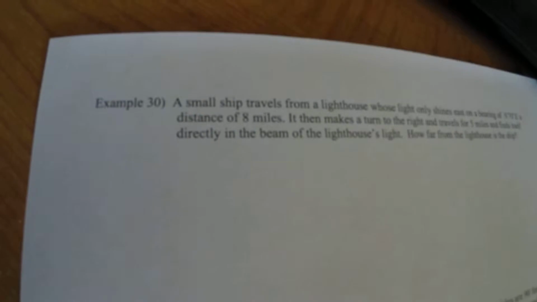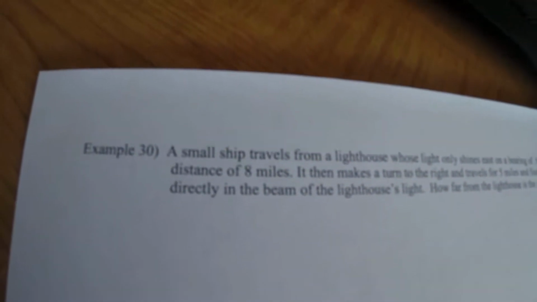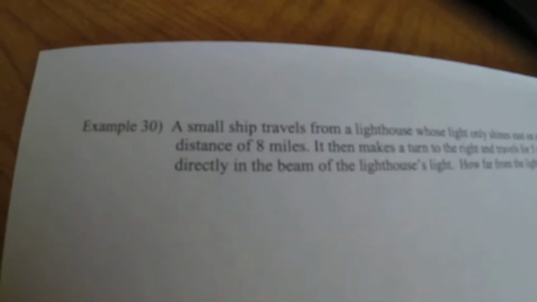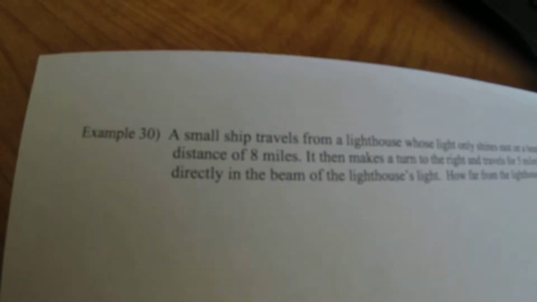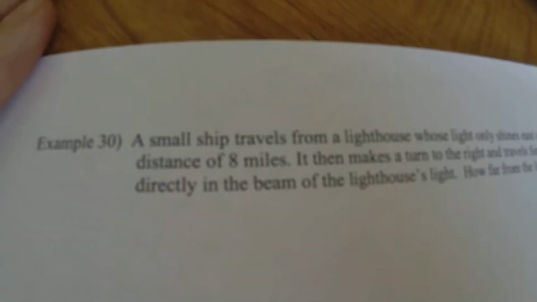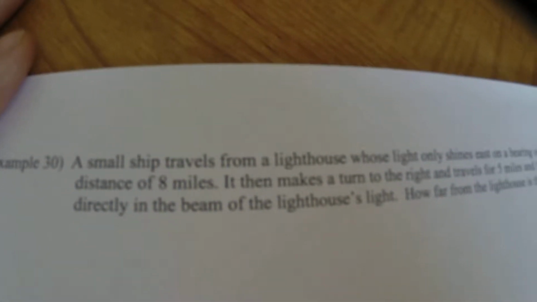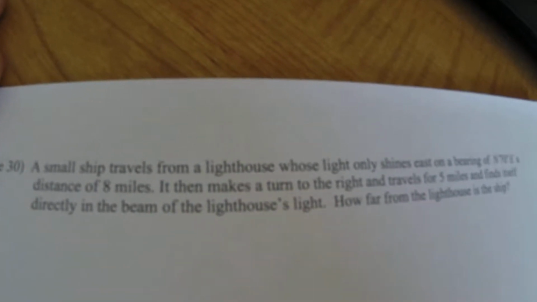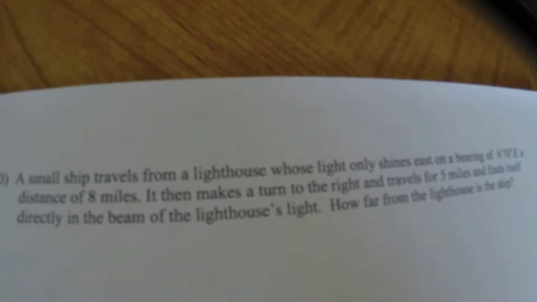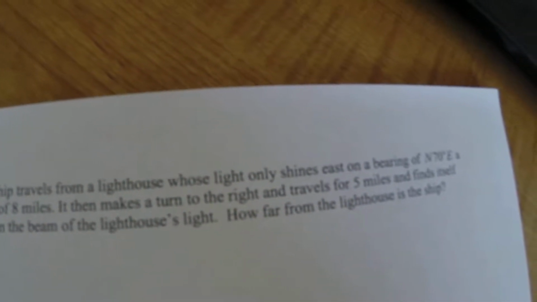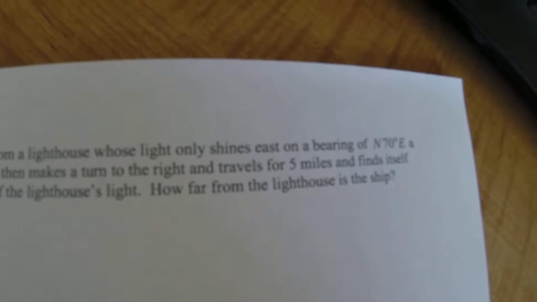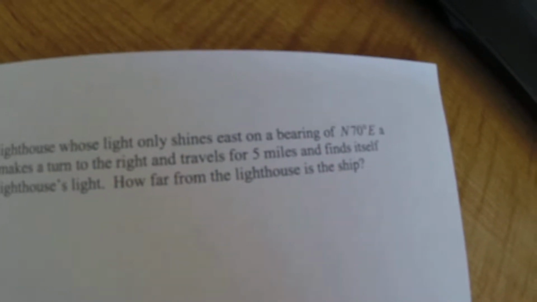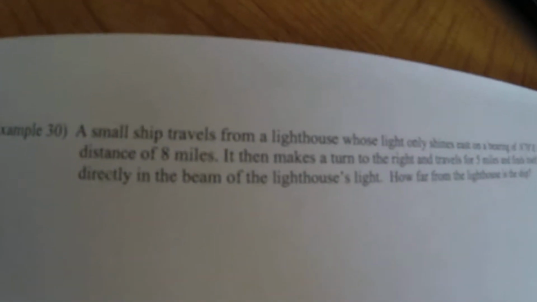So what we're going to need to do here is draw a picture. To be honest, when I first looked at this question, I was a little confused myself because it's stating certain things that are not necessarily direct. So let's take a deeper look. One of the suggestions I made in class is to highlight and draw a picture as you read through. It says a small ship travels from a lighthouse whose light only shines east on a bearing of north 70 degrees east. Okay, so what does that mean? It's saying the light travels.